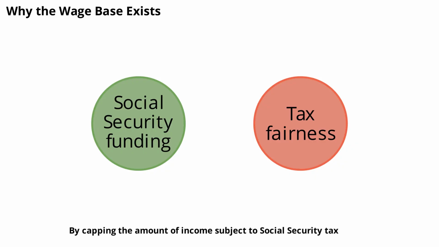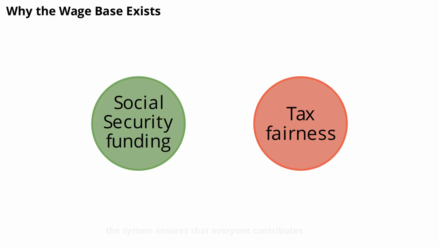By capping the amount of income subject to Social Security tax, the system ensures that everyone contributes, but high earners aren't taxed indefinitely. This approach helps maintain the program's solvency while recognizing the limits of the benefit formula, which also caps the amount of benefits you can receive.